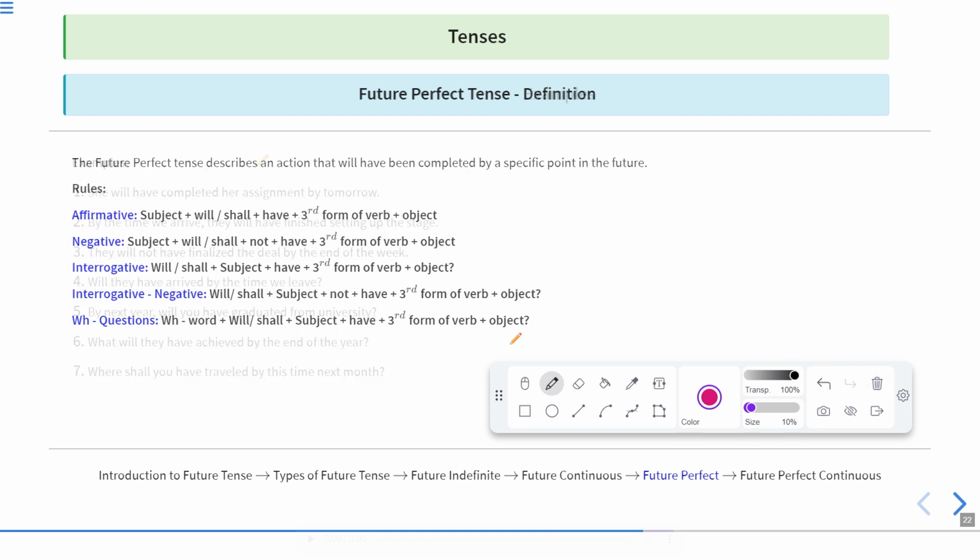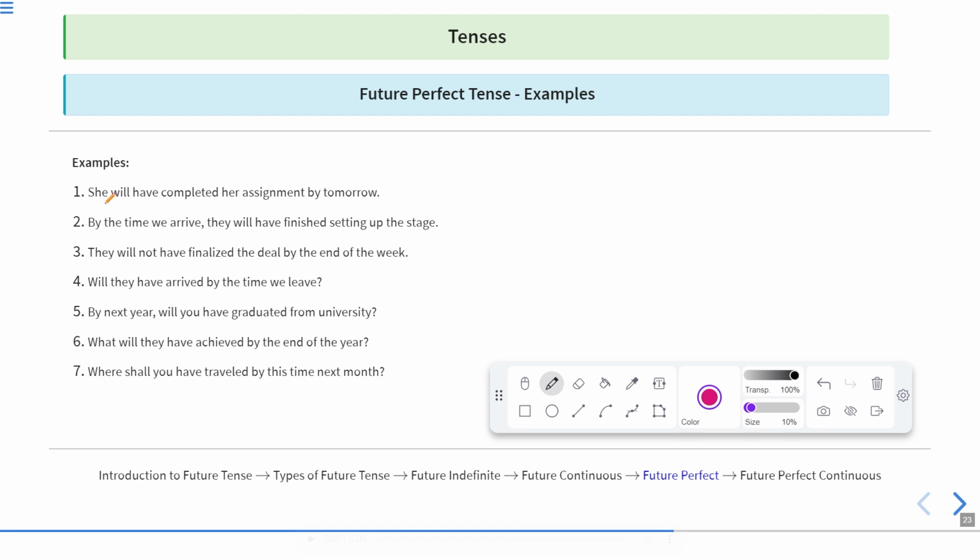Now we'll see the examples. Now we'll discuss examples of future perfect tense. So here we can see the examples. She will have completed her assignment by tomorrow. Now you can see that here the girl is imagining some action that she will have completed by tomorrow. So she's just imagining that point of time when she has completed this particular work. But she's just imagining that this will happen tomorrow.